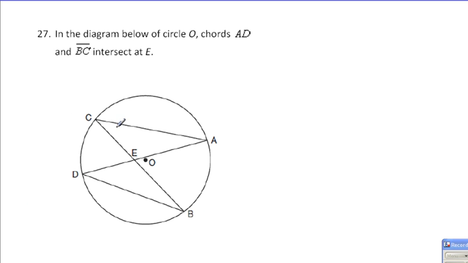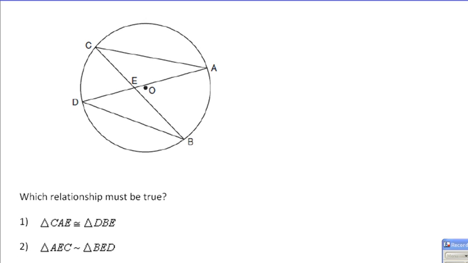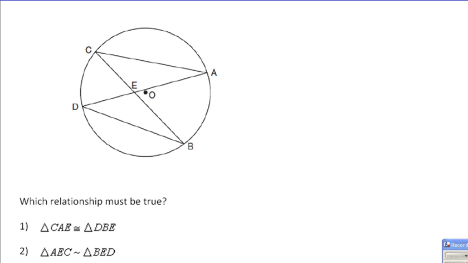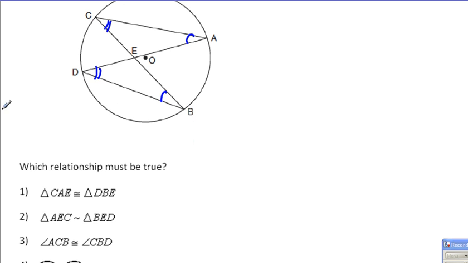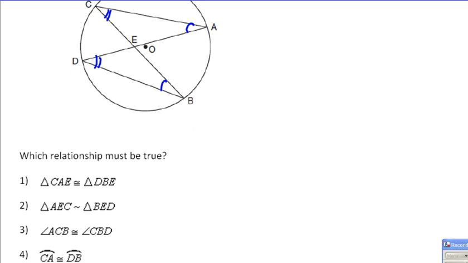Alright, so we have two chords intersecting, and which relationship must be true? When you look into this one, we realize that this angle is congruent to this angle because both angles share the same arc. Then as soon as we say that, we realize that these two triangles must be similar. So triangle AEC, the upper triangle, is similar to BED, the bottom triangle, and that is the correct answer.